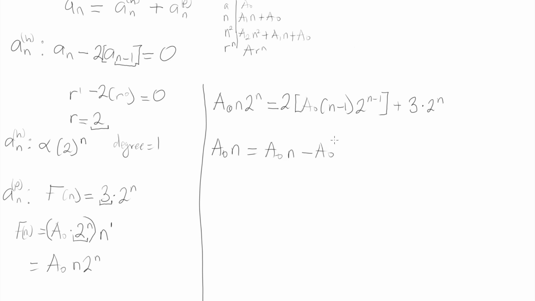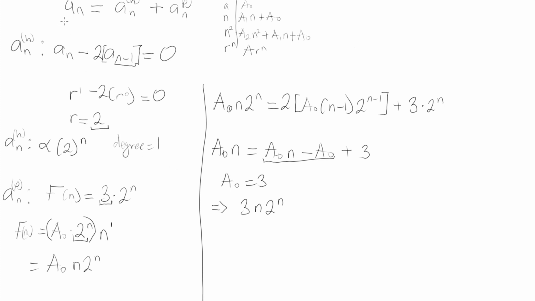So we can also expand that, so we have a naught n minus a naught plus, since we divided by 2 to the n, we just have 3 here. Then we could move these two to the left hand side, so this would subtract this, giving you 0, and then you have your a naught to be equal to 3. So then we could now input that into the particular solution, so we have that to be equal to 3 and 2 to the n.